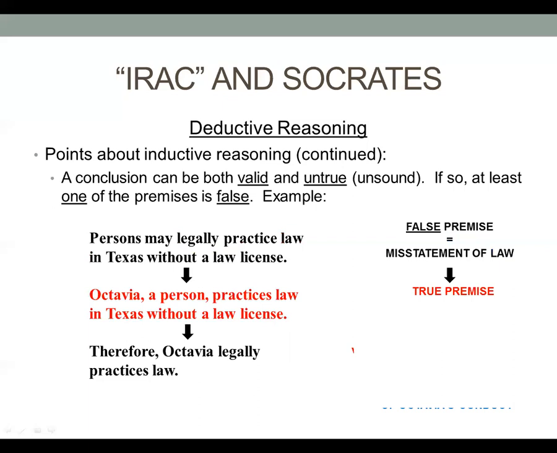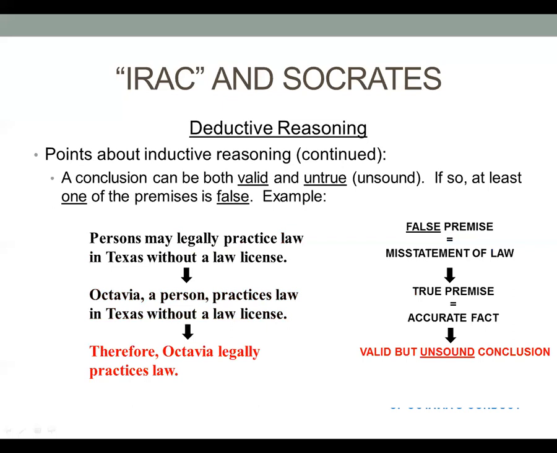Now, the second premise, let's just assume is true. Let's assume that Octavia is a person and she is in fact practicing law in Texas without a law license. So let's say that's true. So let's say that the fact here in this second premise is in fact true. And then let's look at our conclusion. Therefore, Octavia legally practices law.